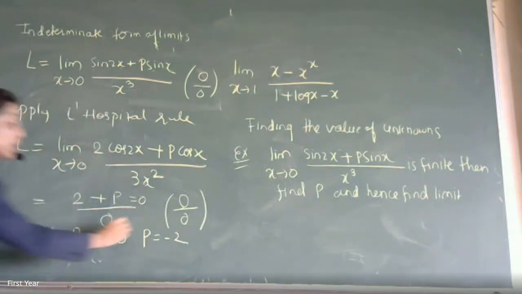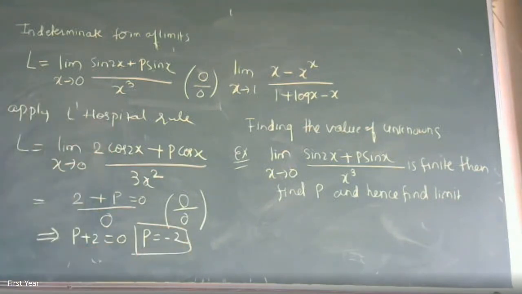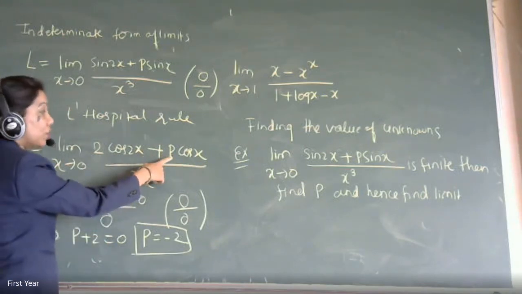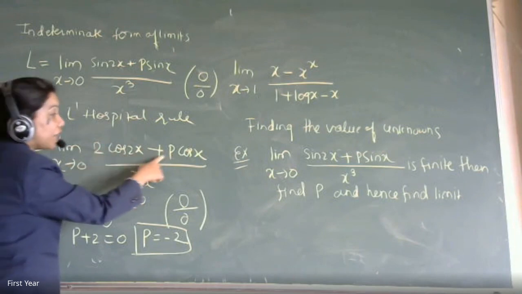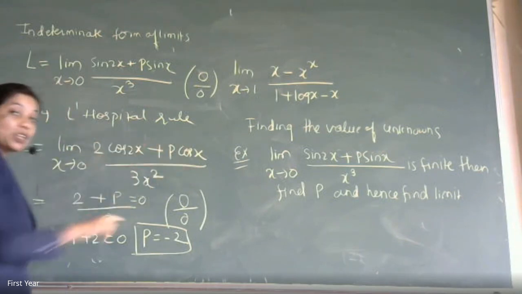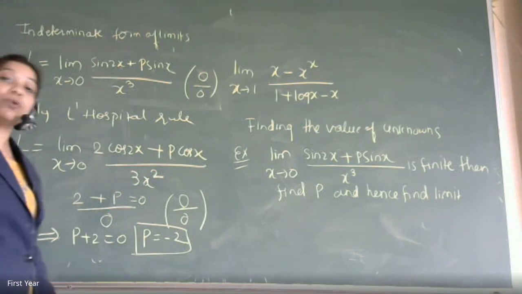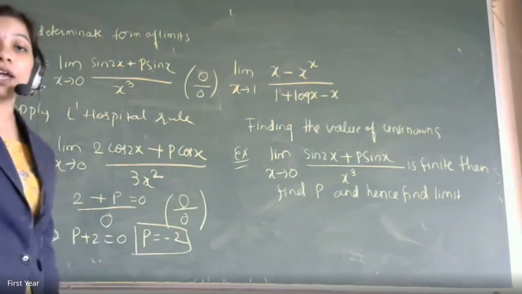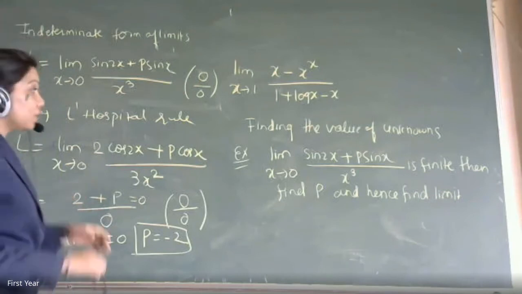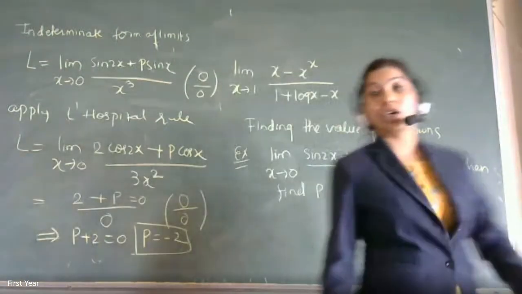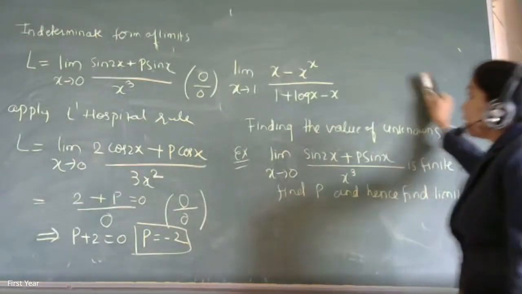तो यहाँ पे आपको p की वैल्यू मिल गई. You got the value of p. And now put this value p is equal to minus 2 here, so that 2 cos 2x minus 2 cos x will become 0 by 0. You will apply again L'Hospital rule and one more L'Hospital rule and you get the answer. Is that okay? ये p की वैल्यू minus 2 put करनी पड़ेगी आपको.